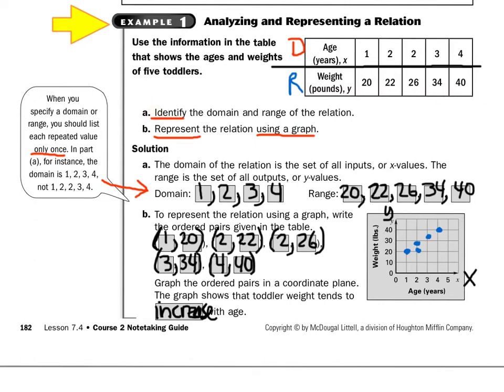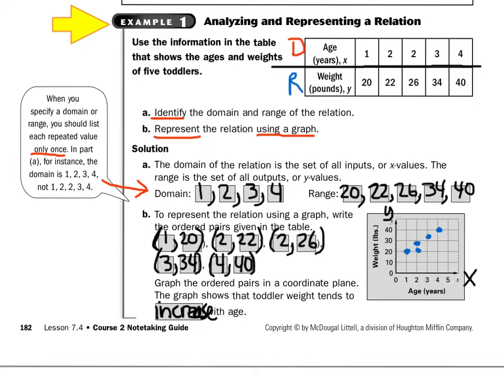And so the first thing they want us to do is identify the domain. Remember, the domain are all of the x values. And so take a look here. The domain is the set of all the inputs, or x values. And so I would write 1, and then notice how the 2's repeat. Well, if they repeat, we only write it once. So I'd write 1, then 2 just once, then 3, then 4. Now the range is all the y values, and we're supposed to put them in order from smallest to largest, and they're already in order, which is nice, but then we'd write 20, 22, 26, 34, and 40.